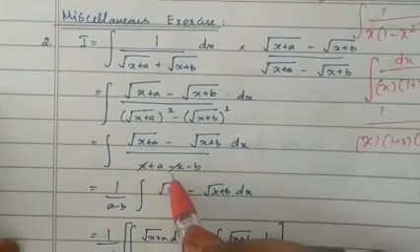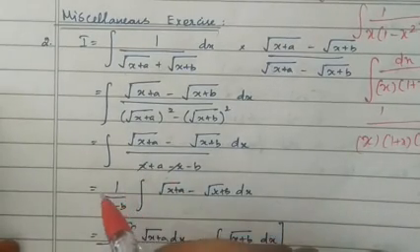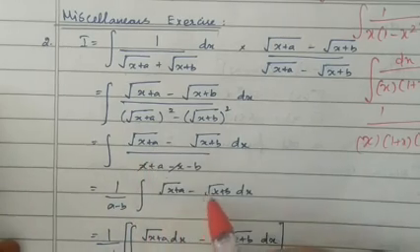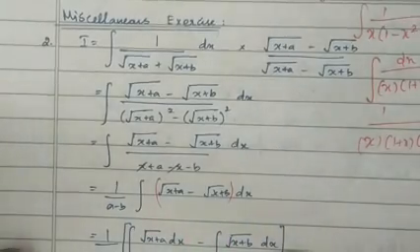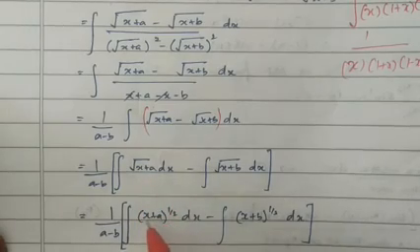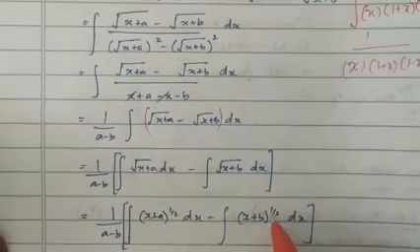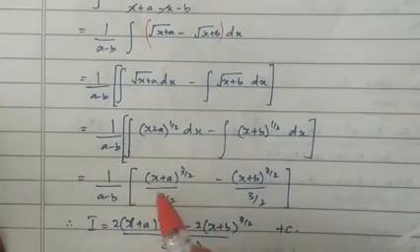So, you can take the denominator outside, 1 by a minus b. Therefore, the integral becomes 1 by a minus b into integral of x plus a minus x plus b, into dx. After that, you can separate the integral and write. Root of x plus a can be written as x plus a the whole power half. Root of x plus b can be written as x plus b the whole power half. And we write the square bracket because 1 by a minus b is common.